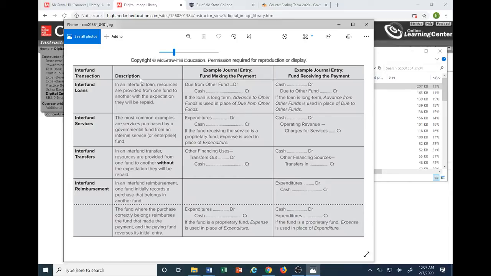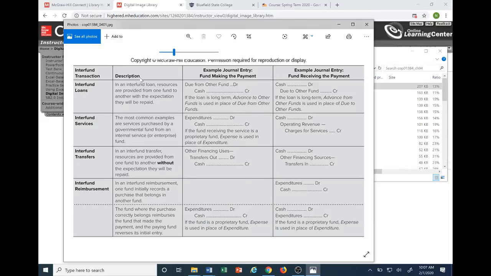And then the fund receiving it, the one that made the original payment, is going to debit cash because they're getting the money back, and credit expenditures to reduce the expenditure that was incorrectly recorded in the beginning, right? So pretty good on the difference between interfund transactions, between interfund loans, interfund services, and interfund transfers and interfund reimbursements, right?